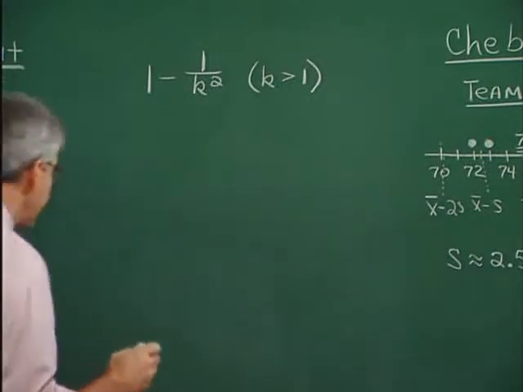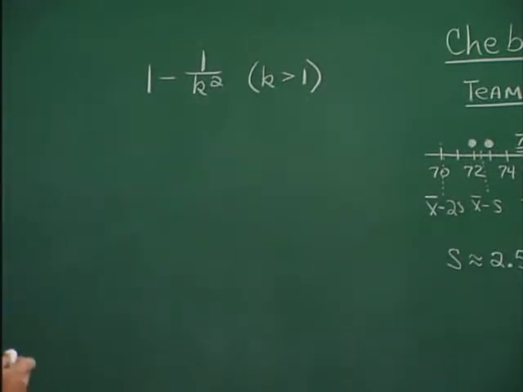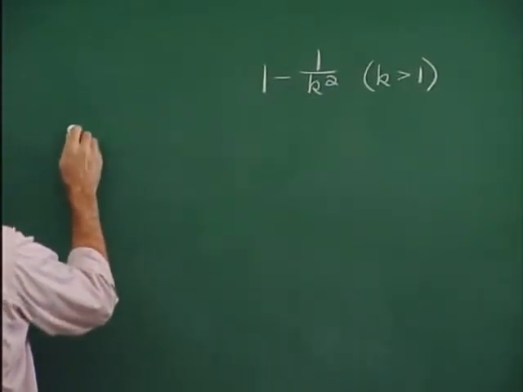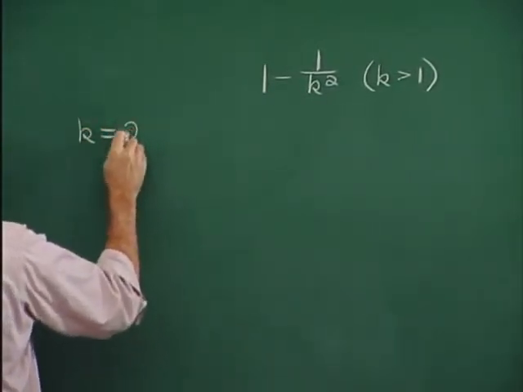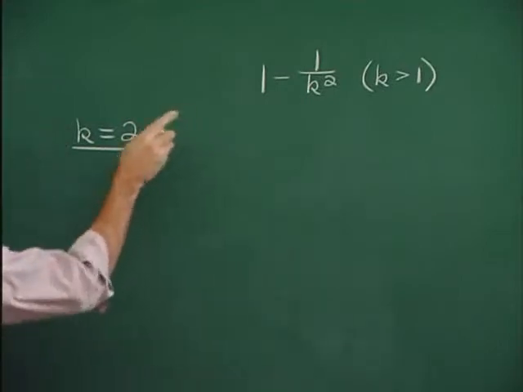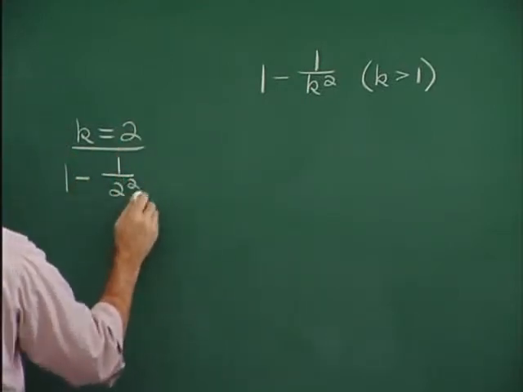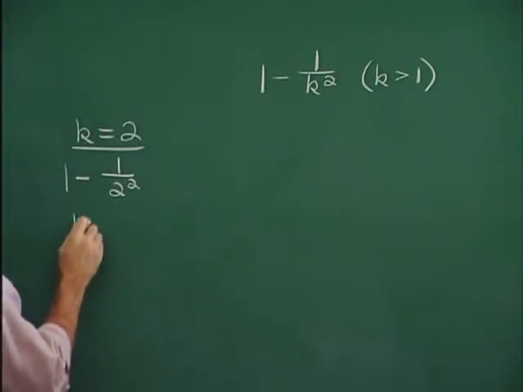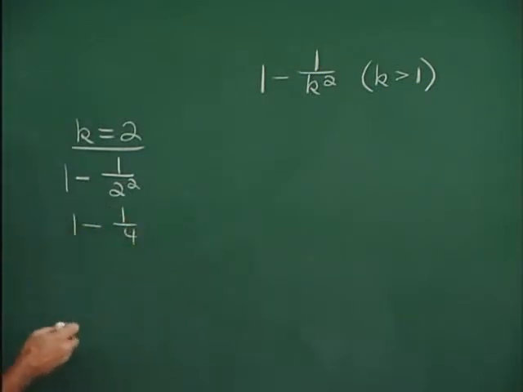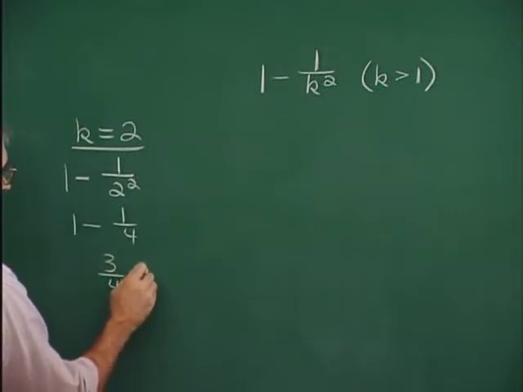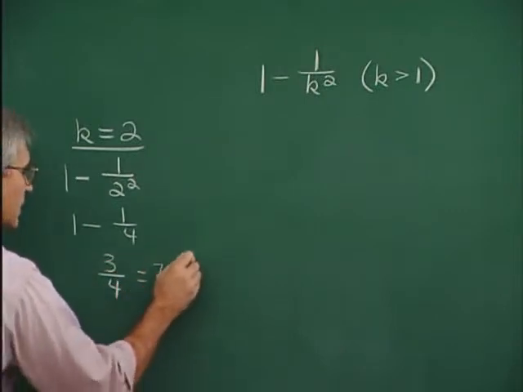If k is, let's say 2, then we have 1 minus 1 over 2 squared, or 1 minus a quarter. That's 3/4, or 75%.